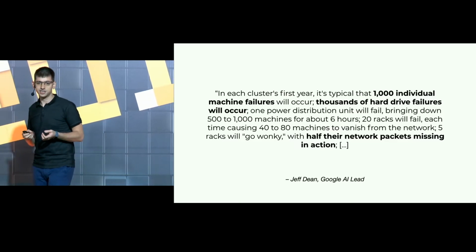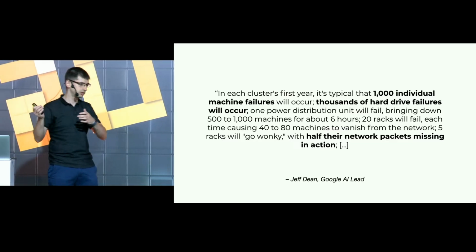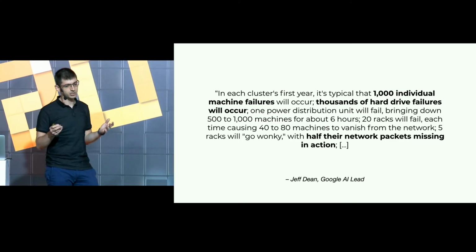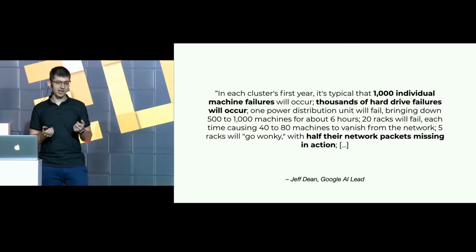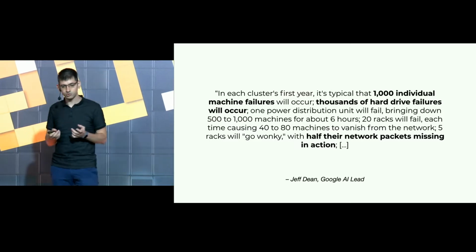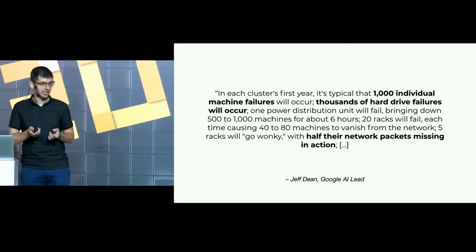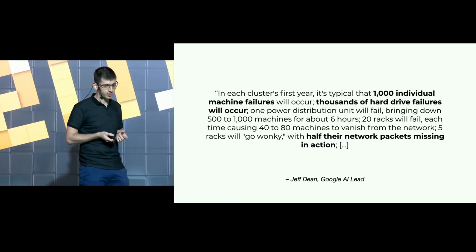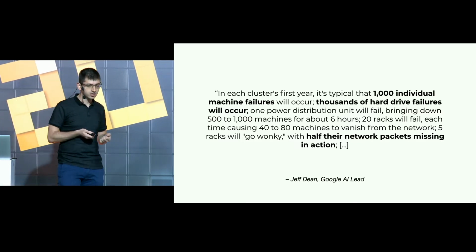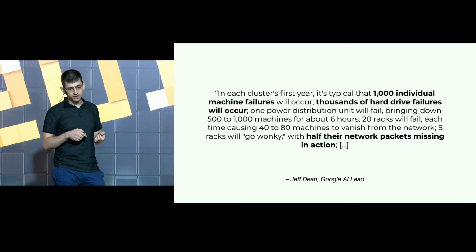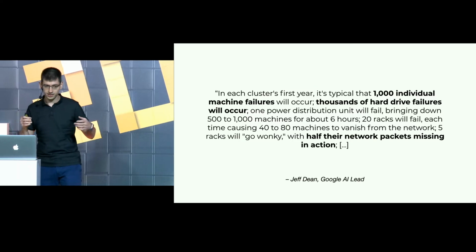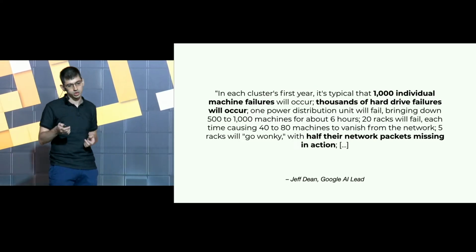In each cluster's first year, when Google creates a new data center, about 1,000 individual machine failures will occur. Thousands of hard drives will fail. One power distribution unit will fail, bringing down 500 to 1,000 machines for about 6 hours. So if you have 100 machines, maybe they're just all gone at that point. Another part they focus on is that 20 racks will fail, causing 40 to 80 machines to vanish from the network. The network is another thing that's constantly failing in addition to machines.